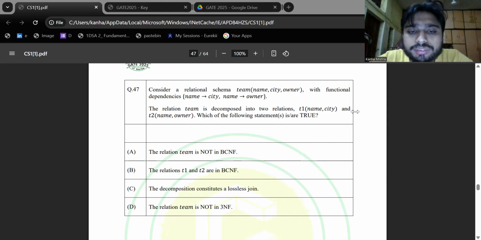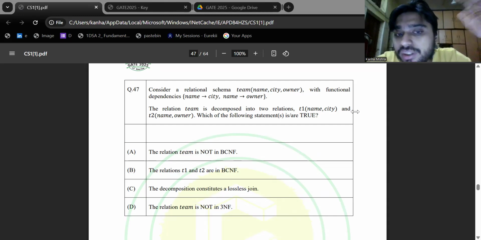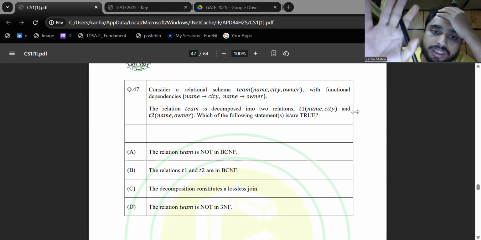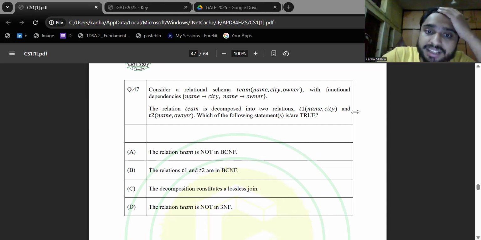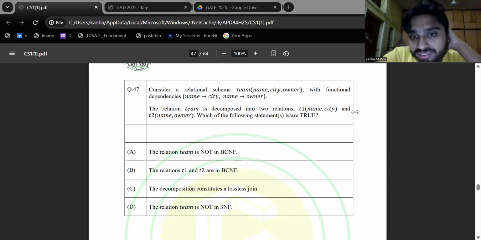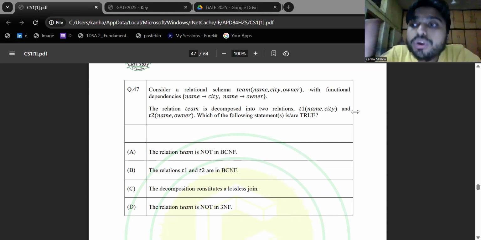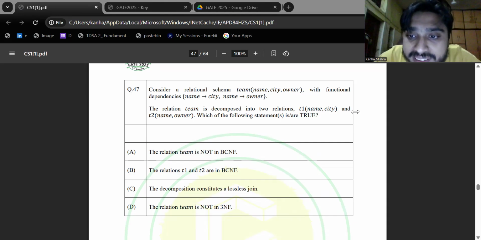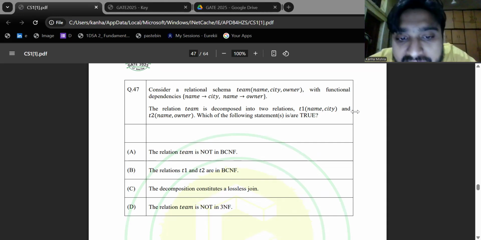But wait, this much we figured out only if these are the only FDs. This relation is in BCNF only if these are the only functional dependencies. Let's see the exact question again. Third normal form.